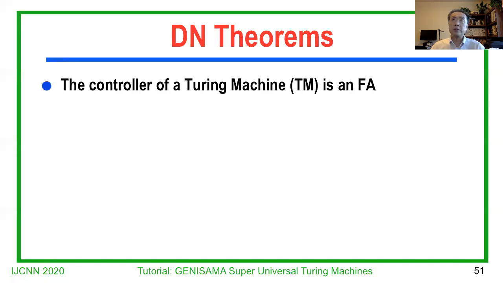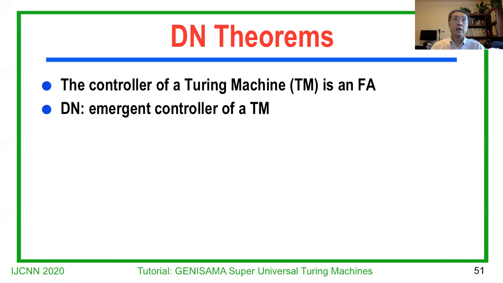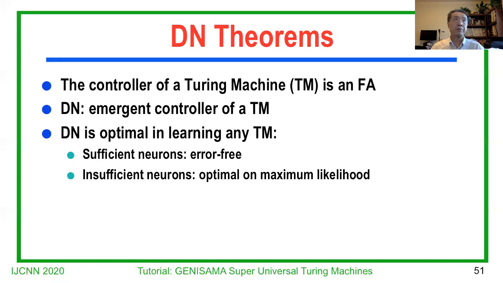The control of the Turing machine is an FA. I'll just outline the proof. For the detailed proof, you can read the International Journal of Intelligent Science, 2015. We have a paper on emergent control with Turing machine that proved that DN can learn the emergent control of a Turing machine or FA. It also proved that DN is optimal, right? That 2015 paper proved that DN is optimal in the sense of maximum likelihood if you have enough neurons that do initialization and learning at learning rate 1.